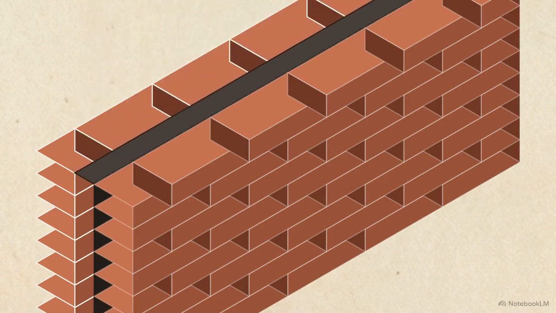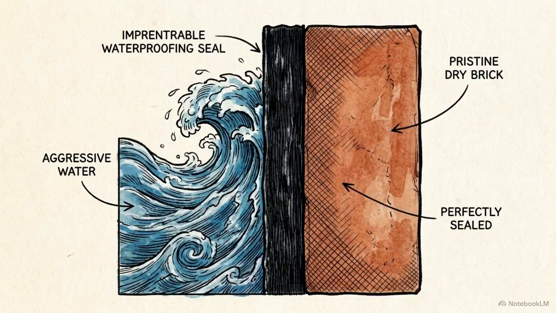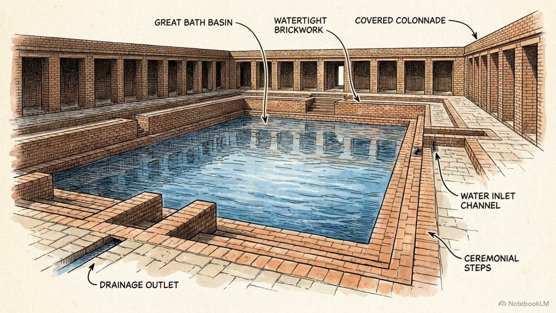They utilized bitumen, a naturally occurring heavy tar. Bitumen creates an impenetrable seal, providing a watertight barrier that prevents fluid transfer into the surrounding masonry. Securing the Great Bath demonstrates a mature understanding of material science applied to fluid management.